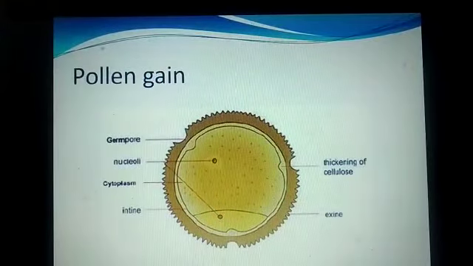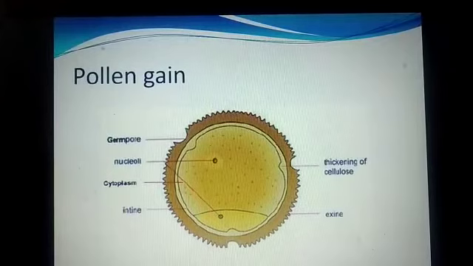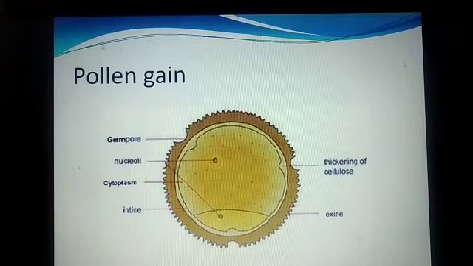Student, we have read the structure of pollen grain. The pollen grain has two wall layers. The outer is exine and the inner one is intine. The outer layer, exine, is made up of sporopollenin, and it is the richest organic material. The inner layer is intine, and it is made up of cellulose and pectin.